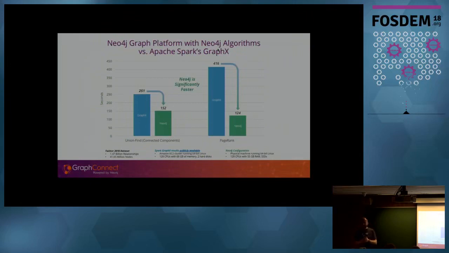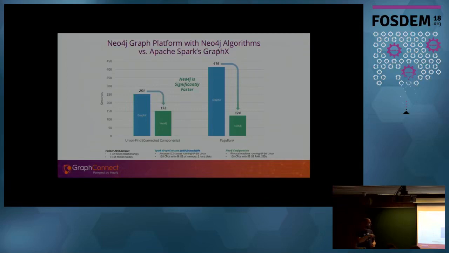Something that I was surprised by, because I didn't expect it, is that it actually performs quite well if you compare it to the published data, for instance, from Spark's GraphX. For the Twitter 2010 dataset, which is 1.5 billion relationships and 40 million nodes, it's about in the same order of magnitude as GraphX.